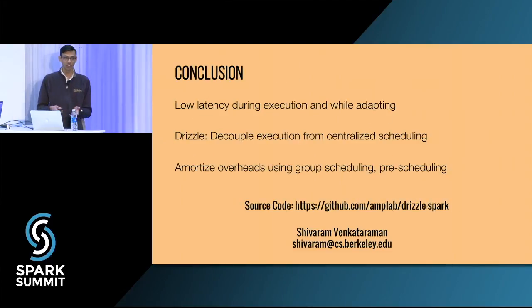I'd like to conclude this talk by summarizing that it's very important for these large-scale streaming systems to have low latency during execution and also while adapting to changes. And we found that by decoupling the execution granularity from scheduling granularity, we were actually able to achieve this in this Drizzle project. Our main insight is that we can amortize these overheads using techniques called group scheduling and pre-scheduling. And as I mentioned before, the source code is on GitHub right now. With that, I'll take any questions you have. Thank you.